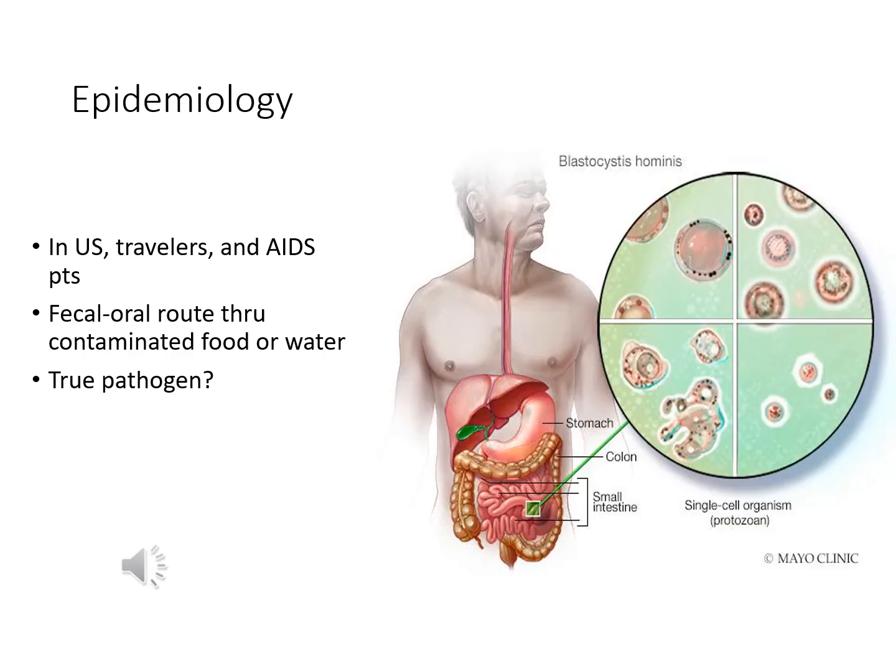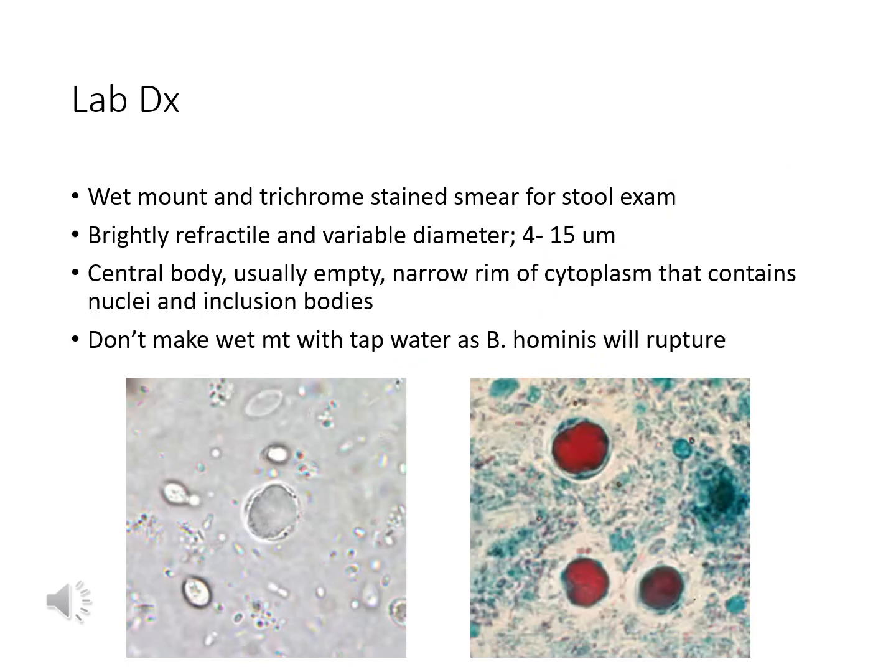It is a fecal-oral route through contaminated food or water, and there's still discussion about whether this is truly a pathogen or not. It can be recovered with a wet mount and a trichrome stained smear for stool. It is usually brightly refractile and has a variable diameter of 4 to 15 micrometers. So again, we're looking for the microscope that has the ocular micrometer on it so we can measure it. The central body is usually empty, so we'll have a narrow rim of cytoplasm that contains the nuclei and inclusion bodies. Don't make your wet prep with tap water because that can cause it to actually rupture.